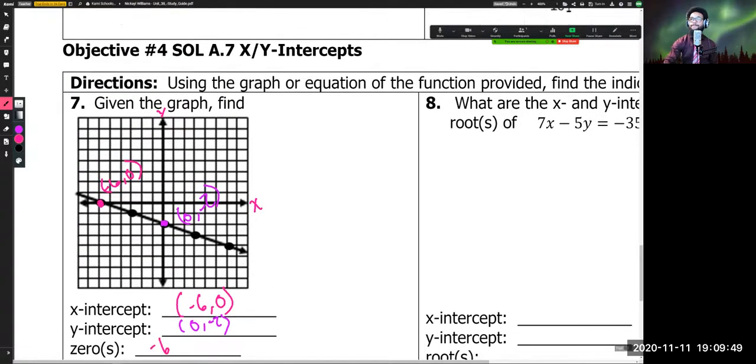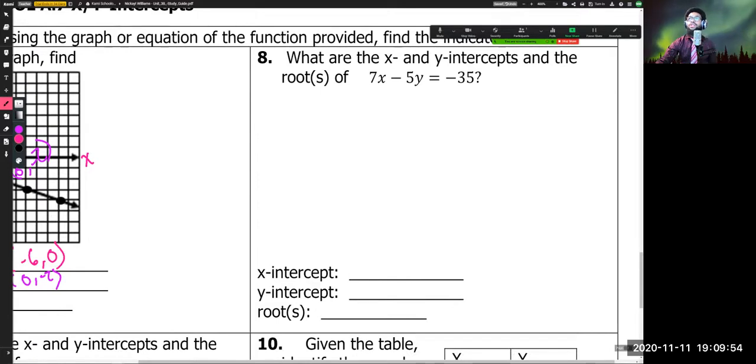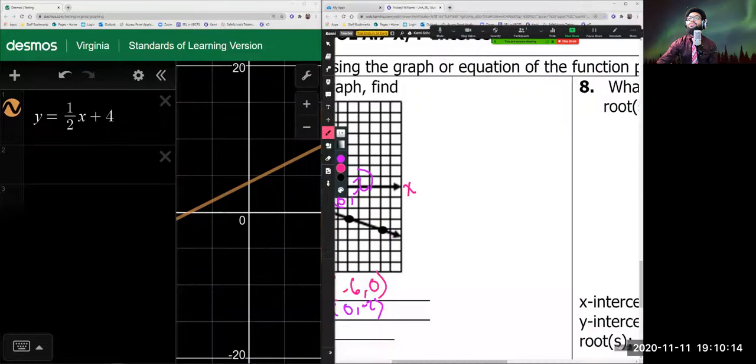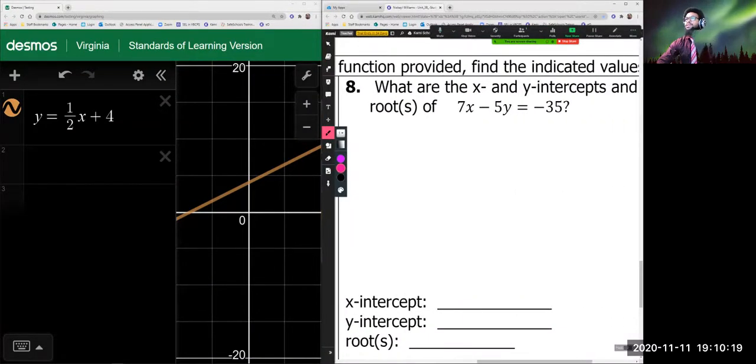Let's look at number 8. This says, what are the x and y intercepts and the roots of this equation here? All right. So we have a couple of different ways that we can go about this one. I'm going to show you one way on this one and another way on number 9. On number 8, we are going to use good old Desmos. So this equation here is 7x minus 5y equals -35.